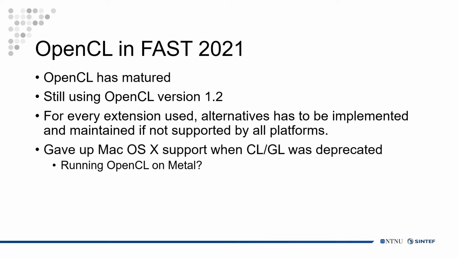Supporting macOS in FAST has always been a challenge due to the buggy OpenCL implementation of Apple. I was always hoping this would improve in the future, but after Apple announced that they were deprecating both OpenCL and OpenGL in 2018, I simply gave up supporting this operating system. My only hope for this operating system now is that we will somehow be able to run OpenCL and OpenGL on Metal in the future.